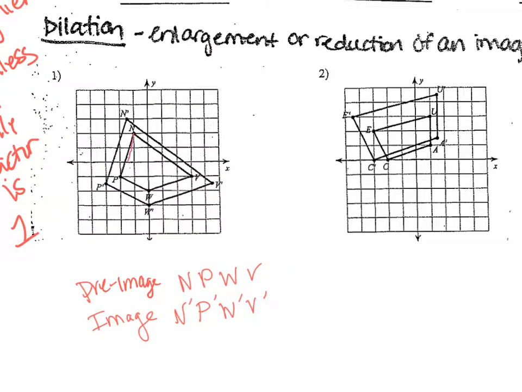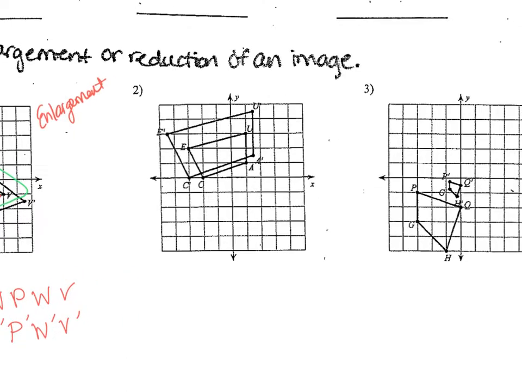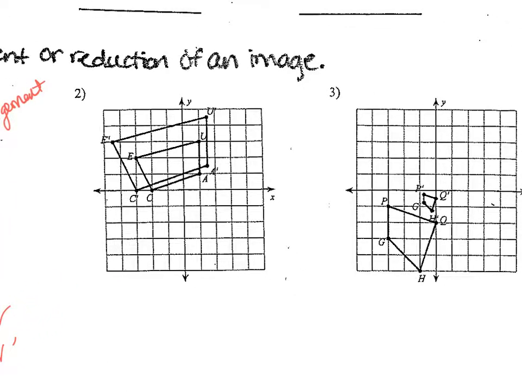So we've got our pre-image here, and our image is this larger one out here. So what happened to it? It got bigger. So that's an enlargement. On number 2, my regular letters without the little hash mark is this shape, so that's your pre-image. And this larger one out here with the hash marks on all of them, that's our image, so that's our second one. So it got bigger, so that means it's also an enlargement.